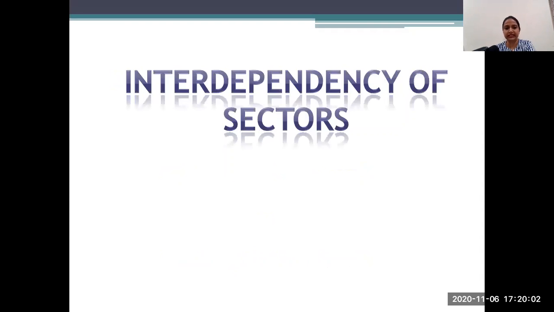Next topic, we will see the interdependency of these sectors. How all these sectors, primary, secondary, and tertiary, are interdependent. How they are connected with each other.